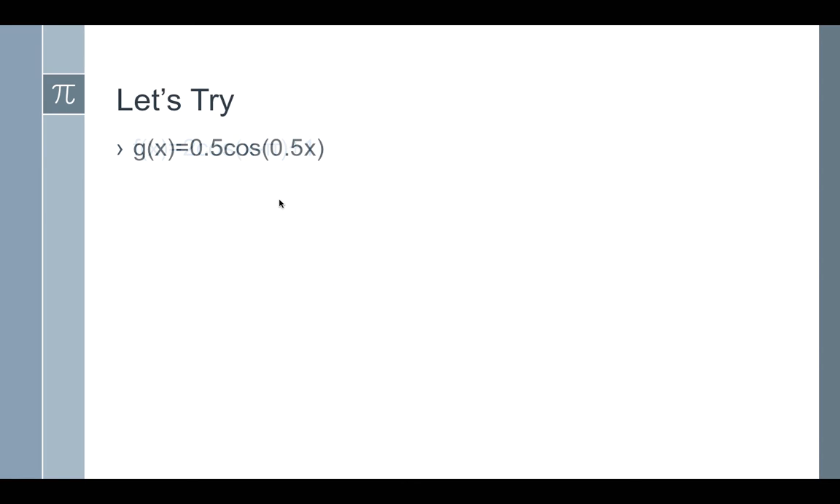All right, you'll notice that these functions look a lot like the ones in the sine video because they're exactly the same. I just changed sine to cosine. So again, my amplitude is 0.5. My period is 2 pi over half, which is 4 pi. There's no phase shift and no vertical shift, so I don't have to deal with either of those.